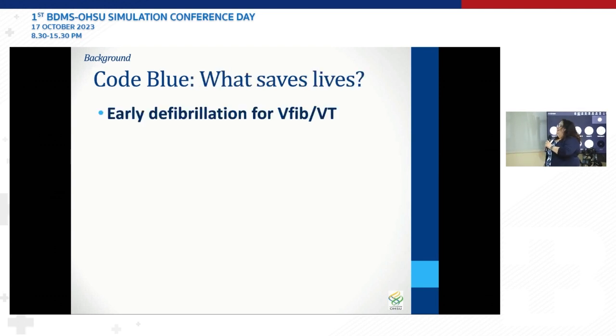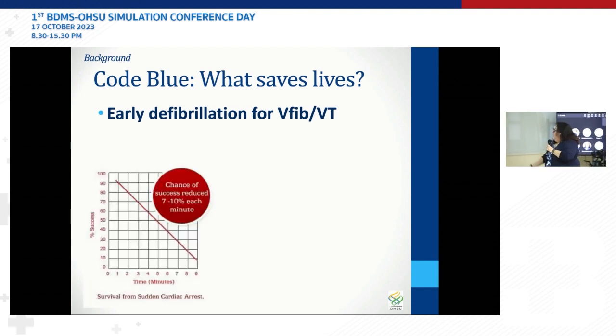Okay, so what saves lives? There are a few things that save lives. Good quality CPR, but I want to focus on early defibrillation. I don't think anybody would argue that early defibrillation, if you have VT or VFib, saves lives. It's clean, it's easily measurable. And this is a nice survival from sudden cardiac arrest. You can see that the chance of survival goes down by 7 to 10% every minute after arrest.